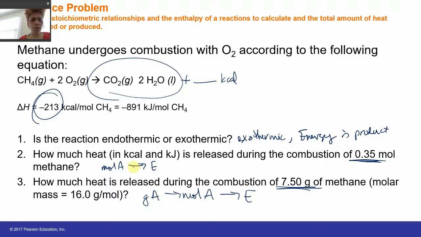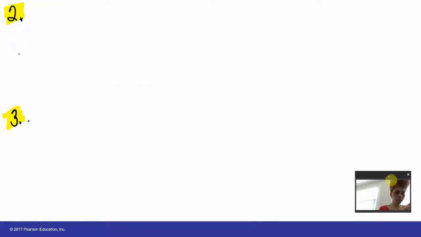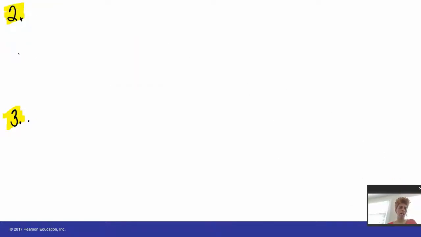Now, going from moles to energy, that is going to be our delta H. Getting from grams of A to moles of A, that is going to be our molar mass. All right, so let's do these problems. All right, for the first problem, what are we given?